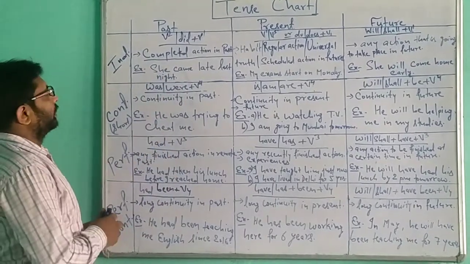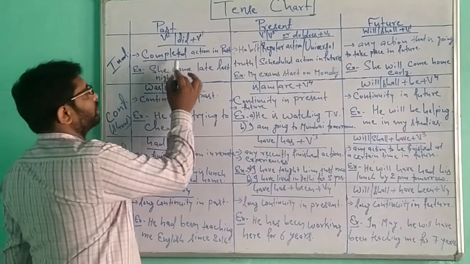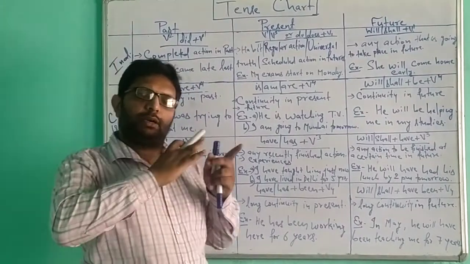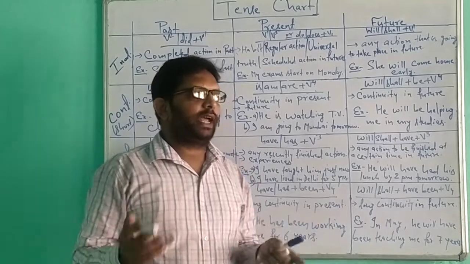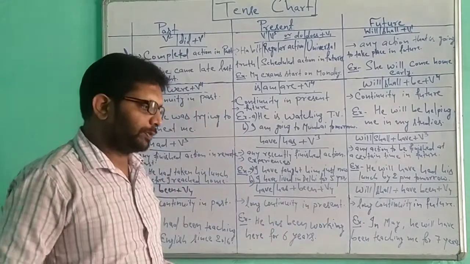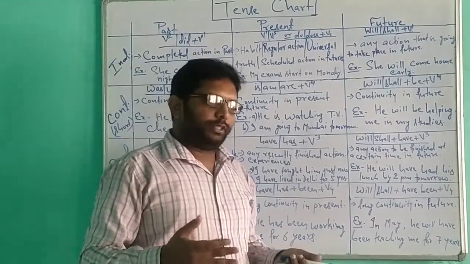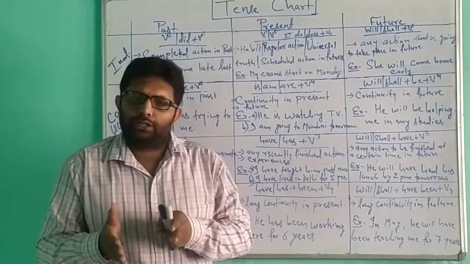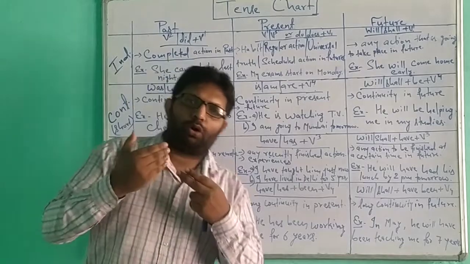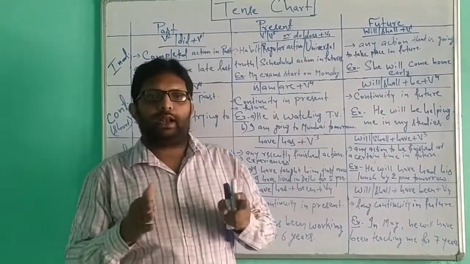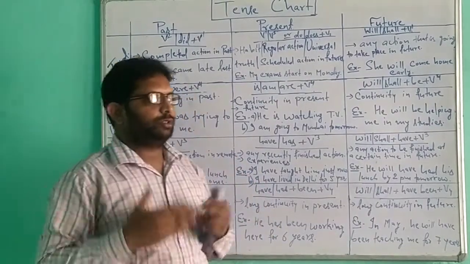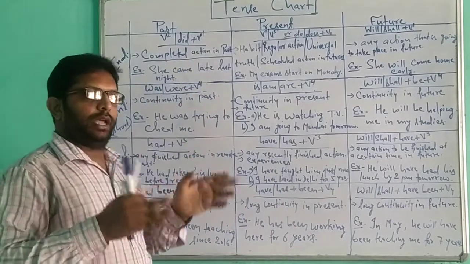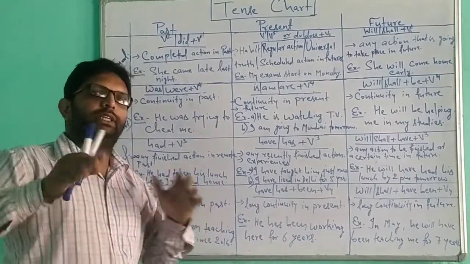So here, past indefinite tense is used to express any action that has been completed in the past, meaning that action is no more connected with the present. It has already finished at a certain time in the past. So simple past tense expresses an action that was completed in the past.